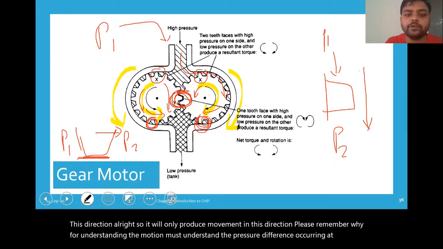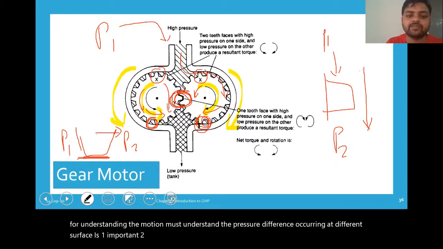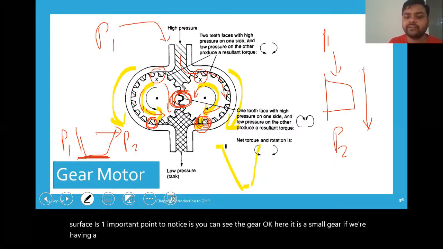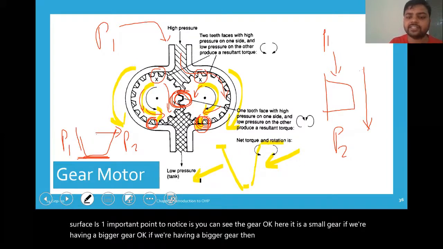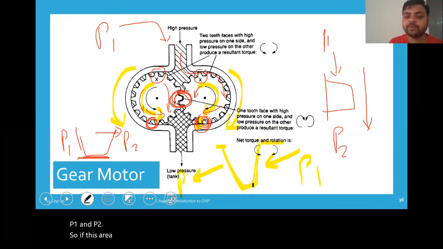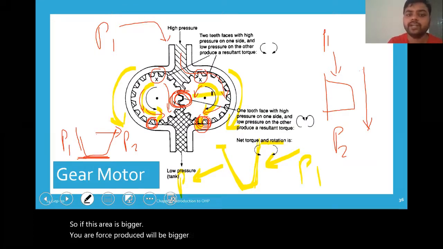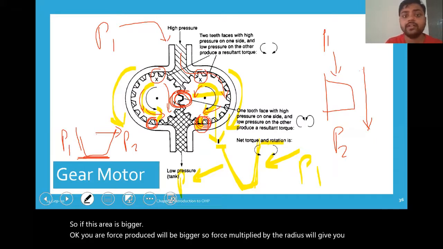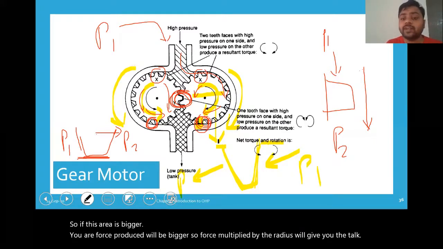One important point to notice is you can see the gear. Okay, here it is a small gear. If we are having a bigger gear, then the pressure which is acting, let us say P1 and P2. Okay, so if this area is bigger, your force produced will be bigger. So force multiplied by the radius will give you the torque. All right, so this is your working of gear motor.